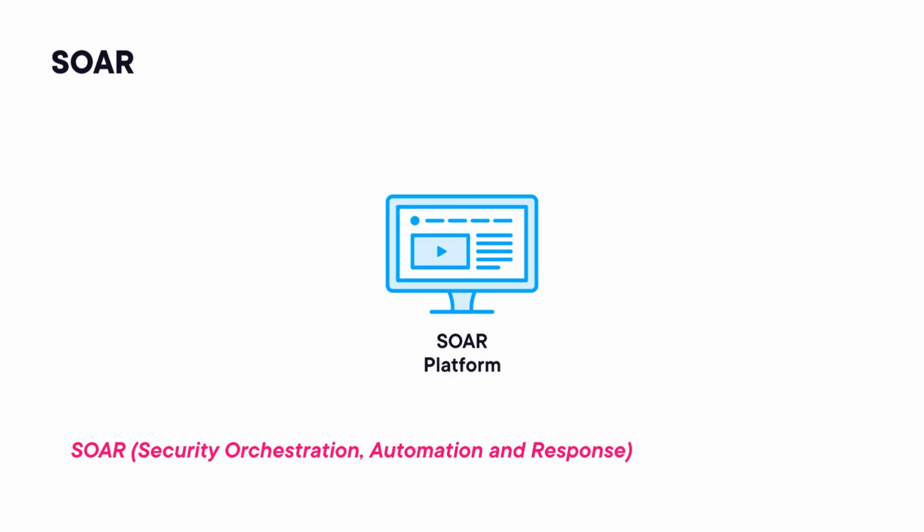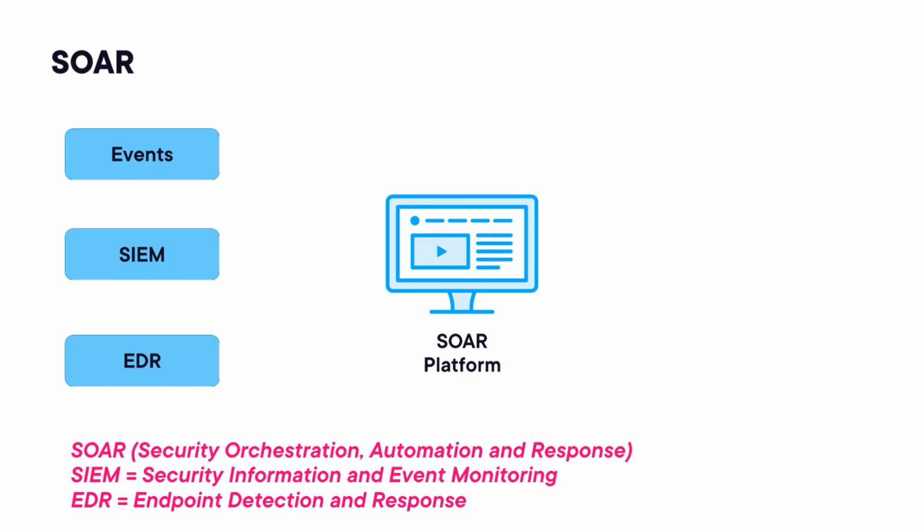As an example, we have a couple of different things that we'll feed into a SOAR platform. We could have events occurring in a network. We have SIEM systems, which is security information and event management, or EDR endpoints, which are basically applications installed on your host. That is endpoint detection and response, which allows us to become alerted and potentially mitigate things at the actual endpoint or at the host.